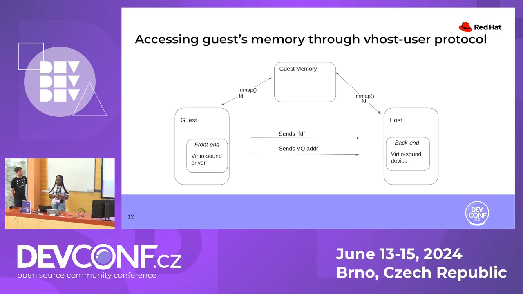Now about the virtual memory region. This region is initially allocated by the guest, and in QEMU, it's done using the mem-prealloc option configuration. The virtual memory region that was allocated by the guest is mapped by both the front end and the back end using the mmap syscall and file descriptors. So it would access the guest memory through mmap and the file descriptors.